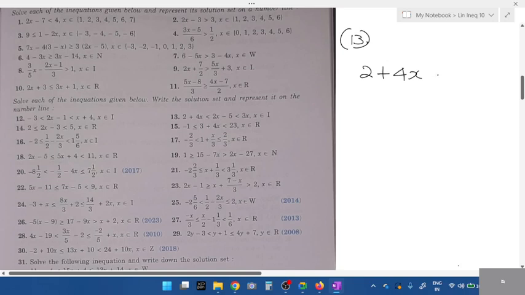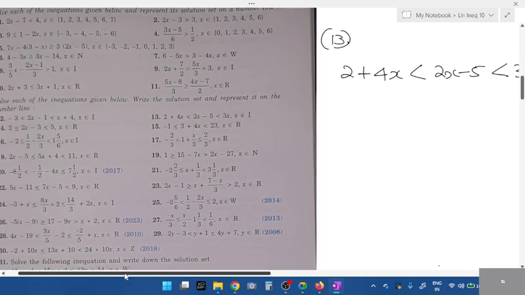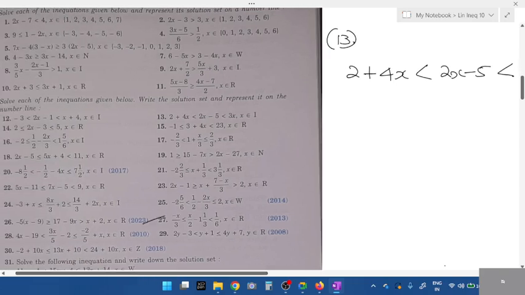Okay, 2 plus 4x is less than 2x minus 5, less than 3x, x belongs to integer. Okay, concentrate from here, all these questions are for the board exam. Look, 17, 23 is a 1, 2, 3, 4, 5, 6, 7. 7 plus 3 previous years, around 10 questions are enough.